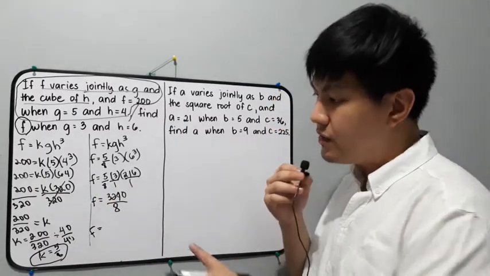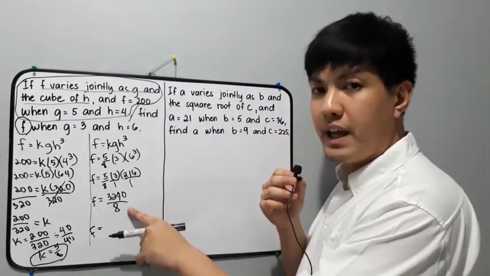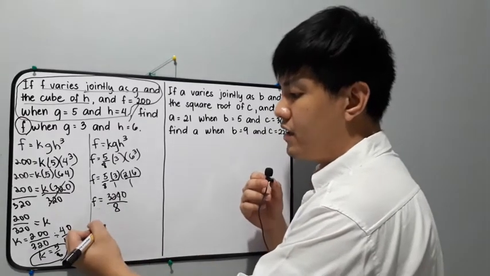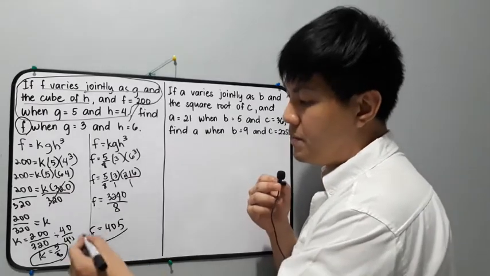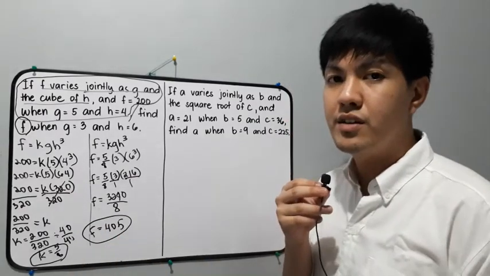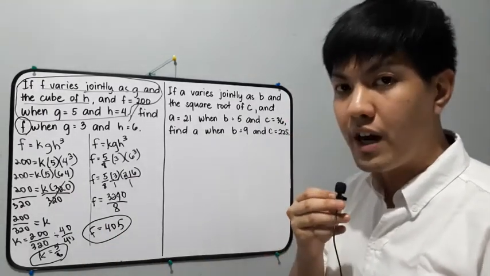So if we're going to divide 3,240 by 8, we will get 405. And this will be our final answer. So the value of f is 405.